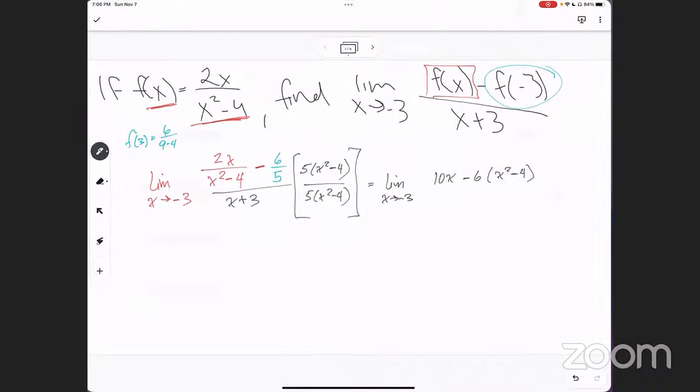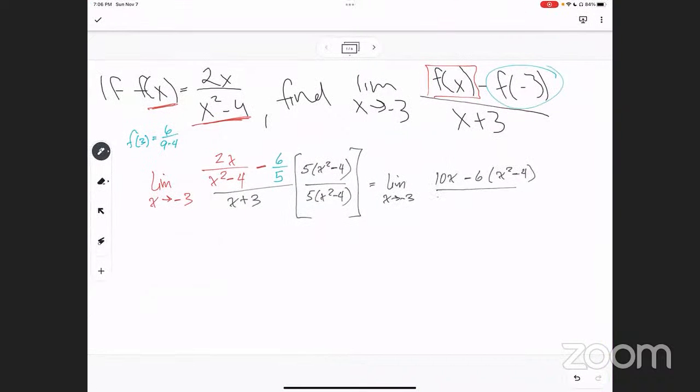Right? And then on the denominator, I'm just going to leave everything. I'm not going to multiply it out. I'm just going to leave it like this. Okay, you see how I did that so far? Okay, do you have a question of what I did?